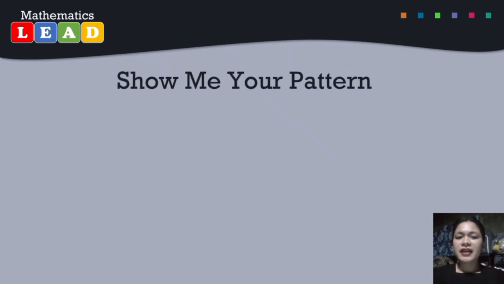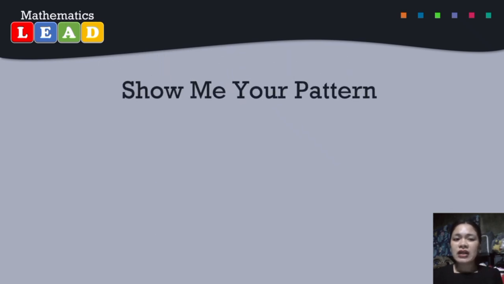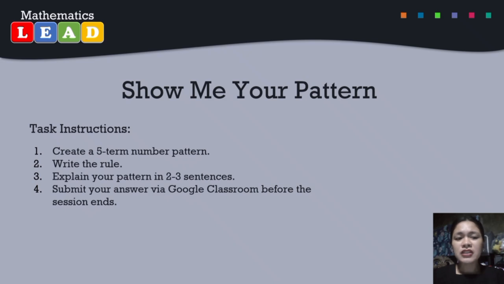For your final activity, we have Show Me Your Pattern. For our task instructions: first, create a 5-term number pattern. Second, write the rule. The third one, explain your pattern in 2 to 3 sentences. And the last one, submit your answer via Google Classroom before the session ends.